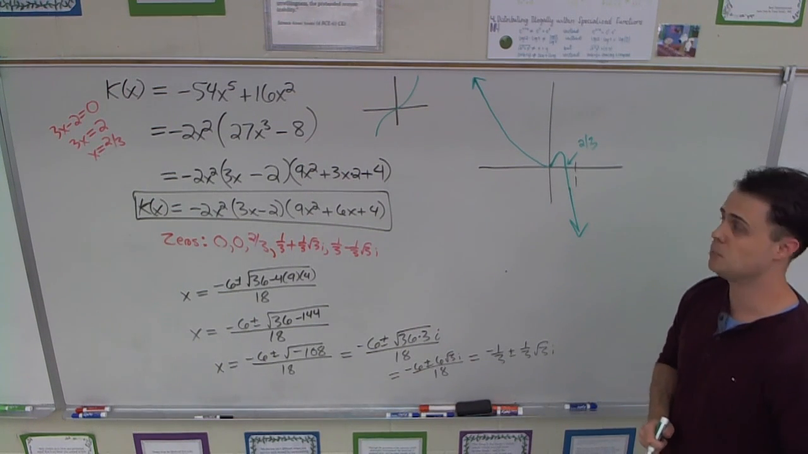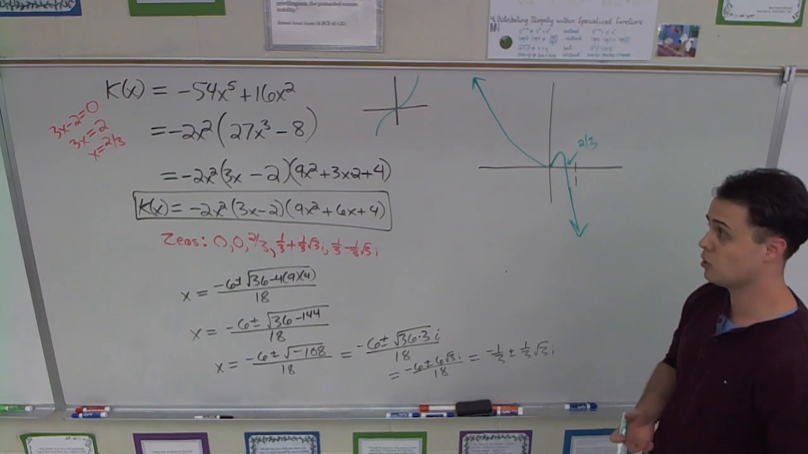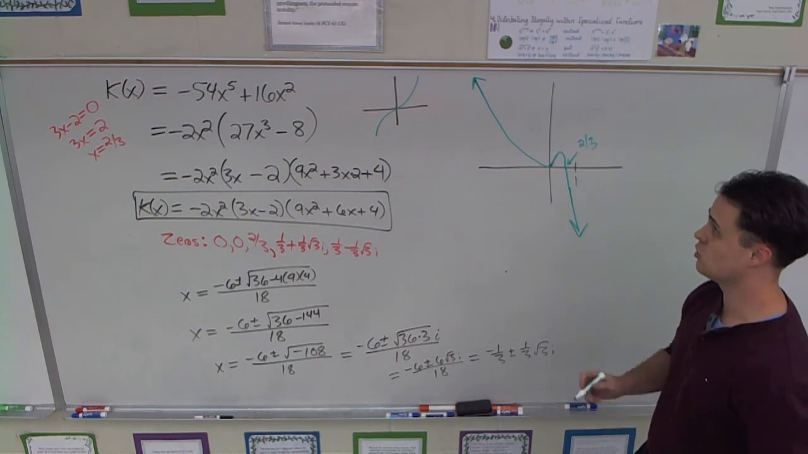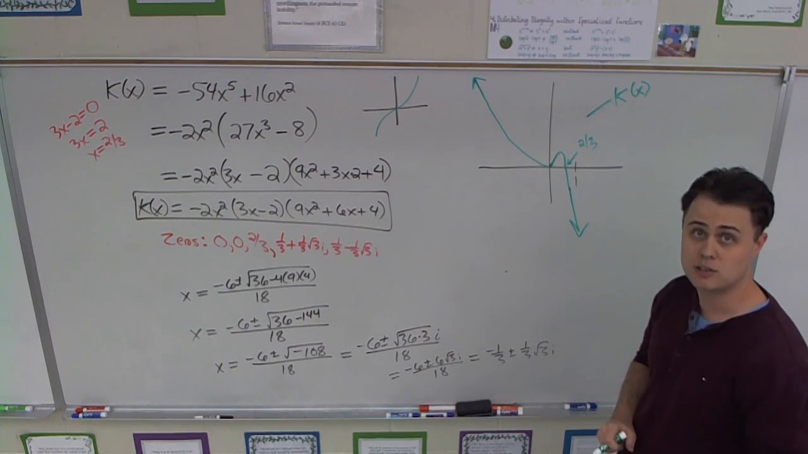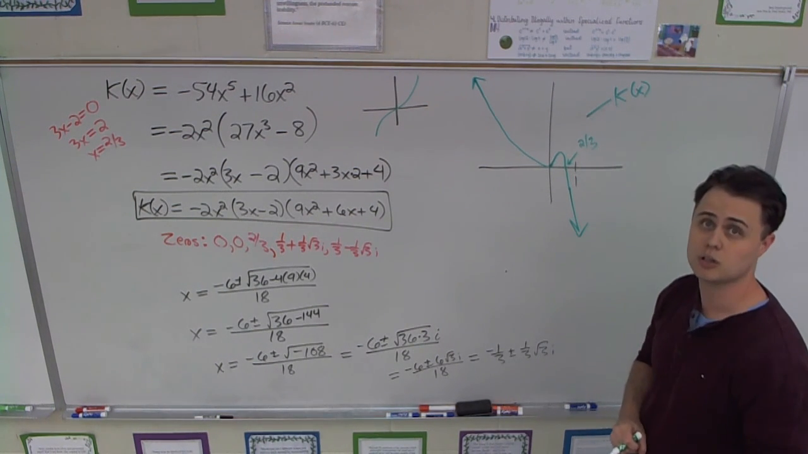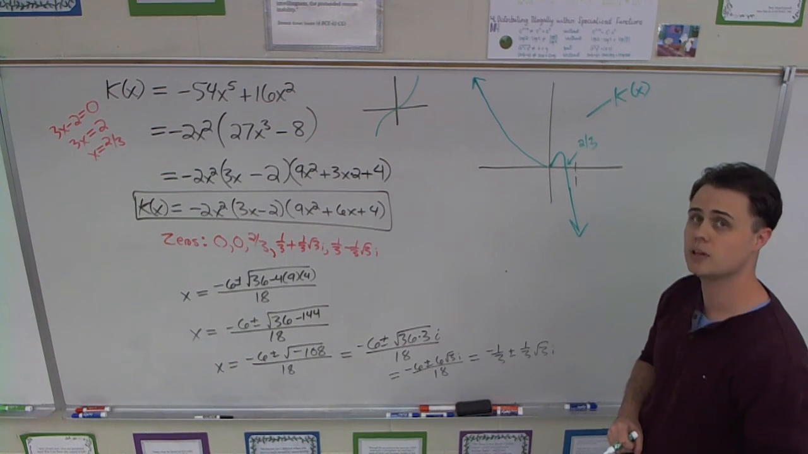That's a basic picture of my polynomial. I don't need my calculator for it anymore or anything like that. That's what it's going to look like. This is k of x. So that's what we'll focus on last in this unit, is learning to picture a graph without ever touching our calculator. I'll see you next time.